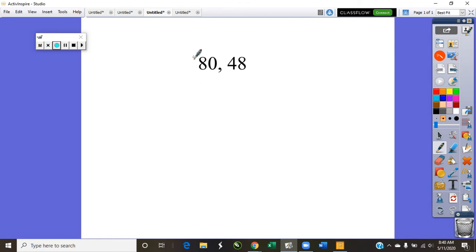Okay, so the first thing I'm going to do, I'm going to put my upside down division sign. I want to see you guys do that. Okay, what's something that goes into both of these? Well, I can do 8. I know 8 goes into both of them. Let's try 8. 8 goes into 80 how many times?